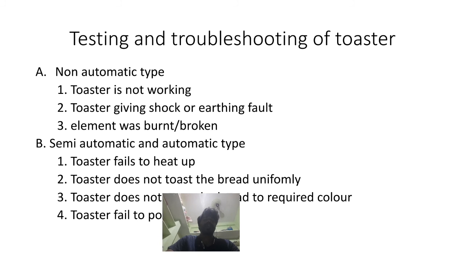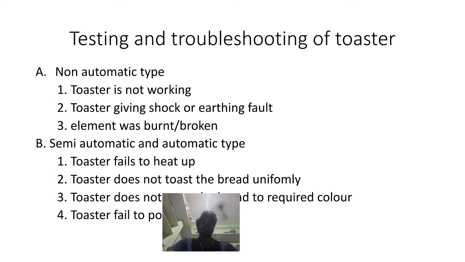While testing with the lamp, if it glows dim, it indicates continuity. If it doesn't glow, it indicates open circuit. If it glows bright, it indicates short circuit.